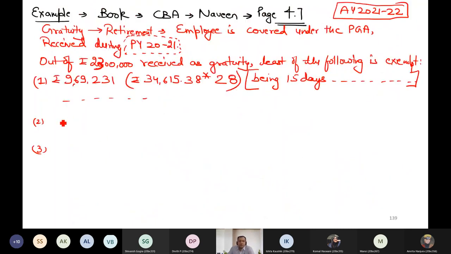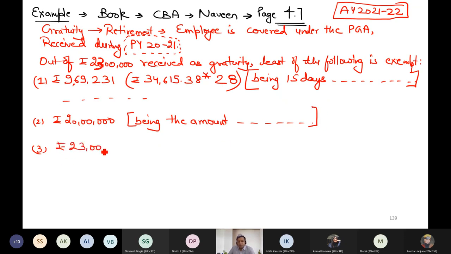Now, the second point was flat 20 lakh, being the amount specified by the government, that you have to write. And last is gratuity actually received, 23 lakh, being the amount of gratuity actually received.